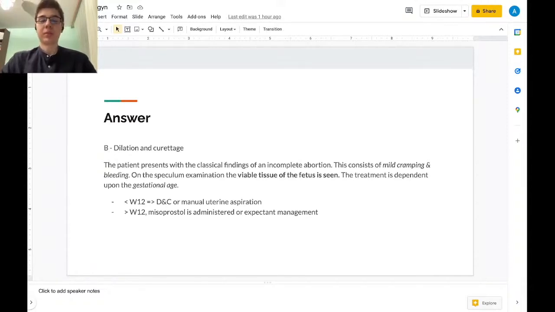The treatment is dependent upon the gestational age. Less than 12 weeks, we do a dilation and curettage or manual uterine aspiration. More than 12 weeks, we administer misoprostol, or we have an expectant management in the hopes that she will eliminate the products of conception.